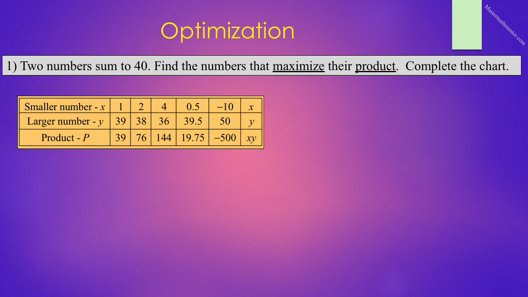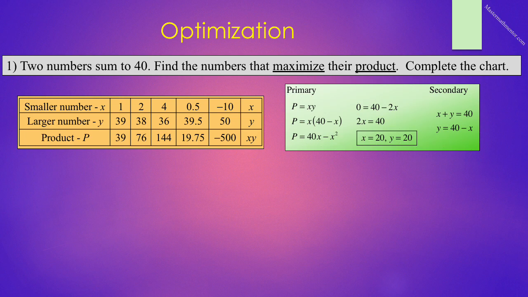I then make a chart with different combinations of numbers that add to 40. For instance, 1 and 39, 2 and 38, etc. And then I find the product. And I notice that for different values, the product is large and sometimes it is small.